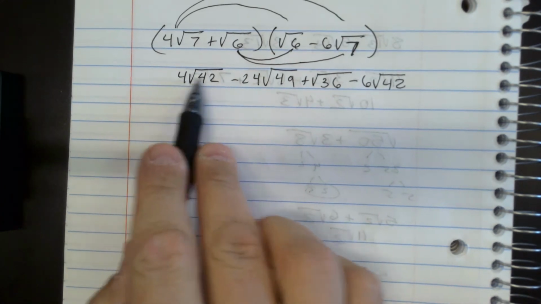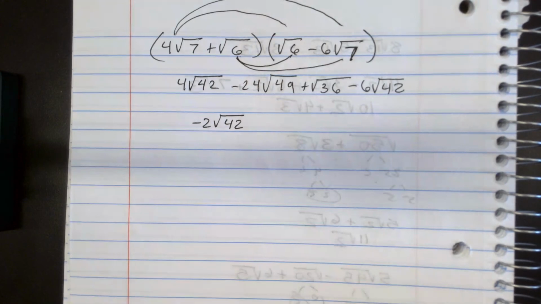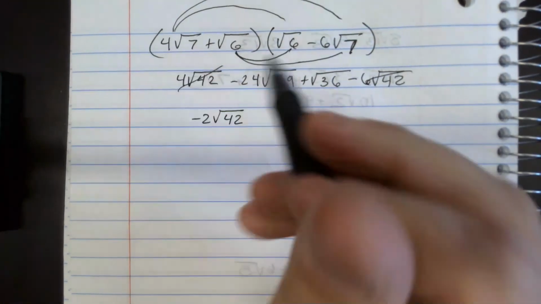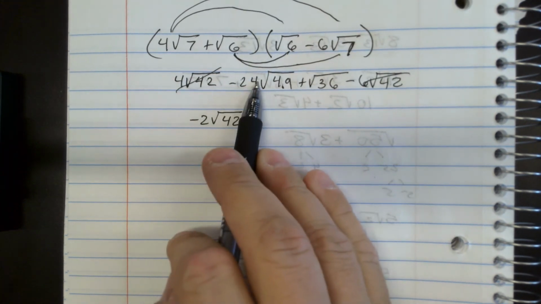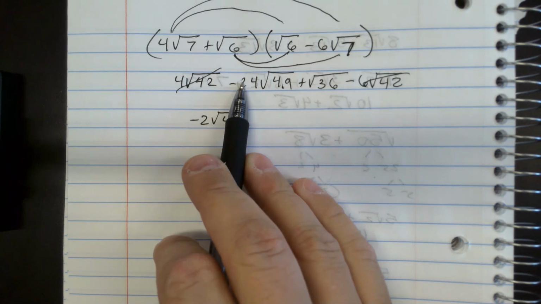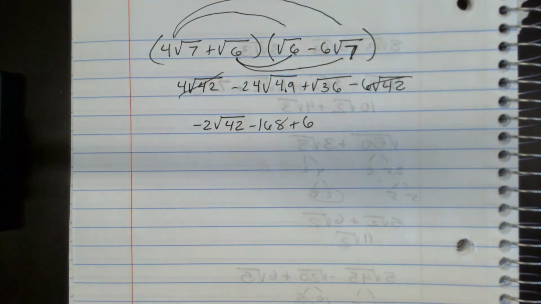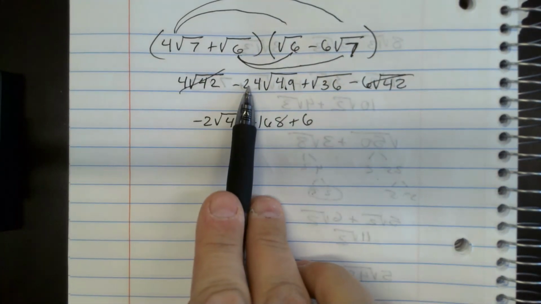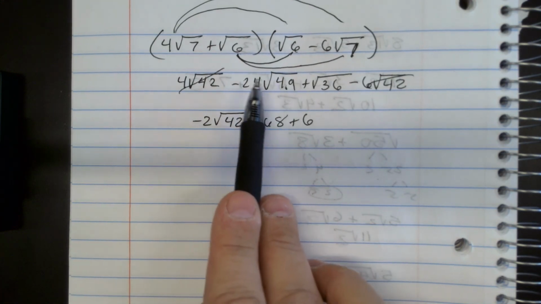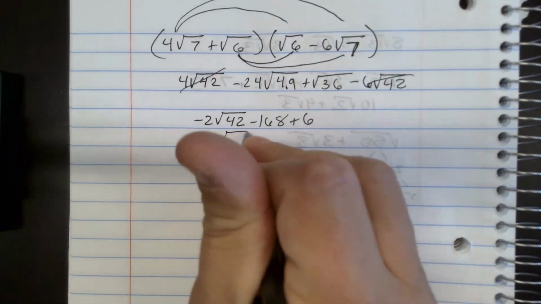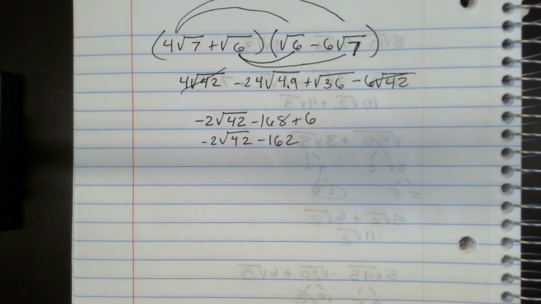But check this. It has a like term, so I'm going to combine them right now to make negative 2 square root of 42. Now those are gone. Okay. What's 49 go down to? So we can go negative 24 times 7, and then plus 6, because the square root of 36 is 6. So negative 24 times 7, because the square root of 49 is 7, so you need to multiply it. So your answer, we'll see who got it, is negative 162 minus 2 square root of 42. Who got it?